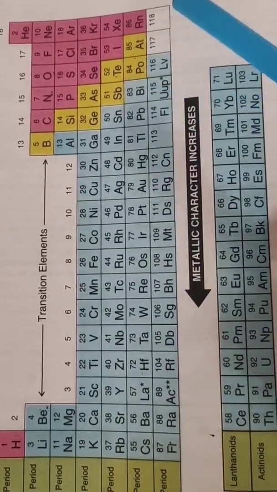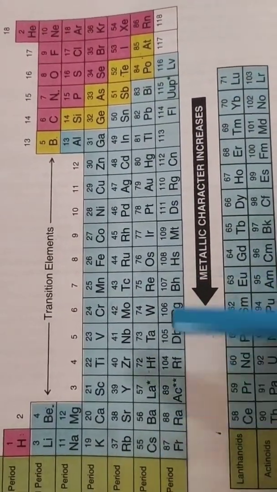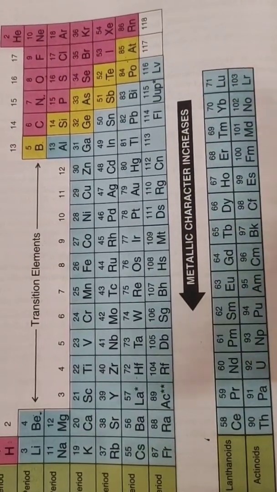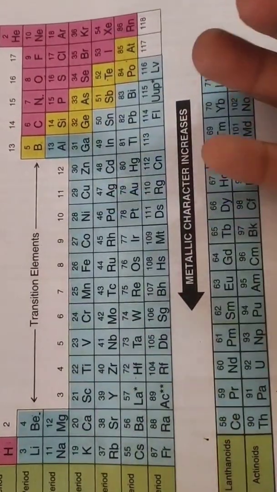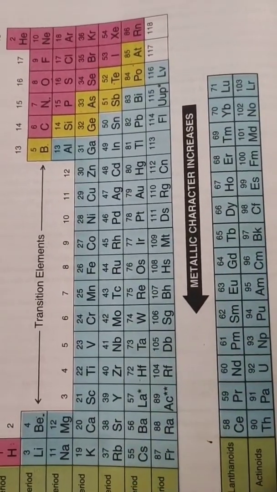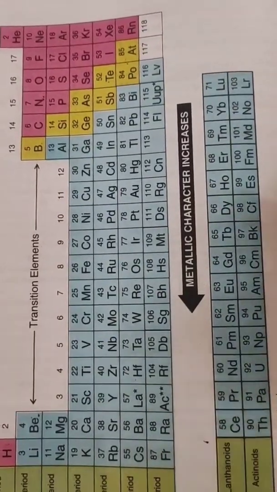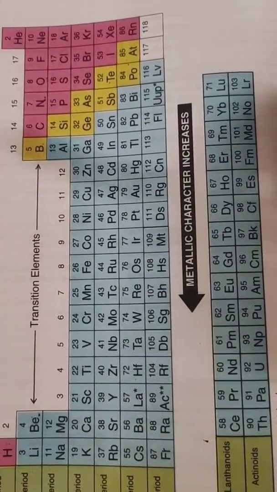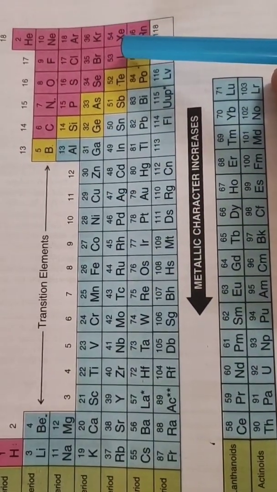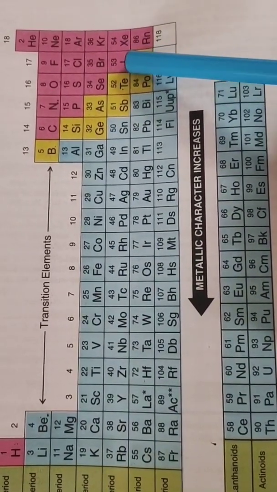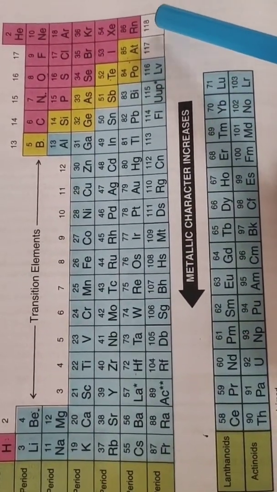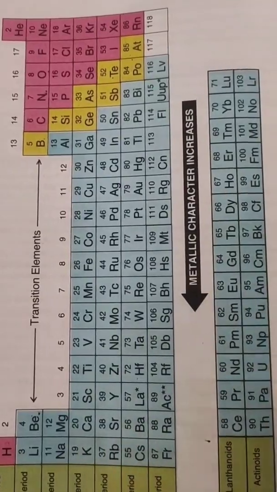So the variation across the period is that when we move from left to right, the size of the atom decreases. Why? Because the number of electrons is increasing and the nuclear charge is also increasing, so it holds the electrons more tightly and the size decreases. As the size is decreasing, one factor is working, and the nuclear charge is also increasing, so that is why the electron gain enthalpy becomes more negative. But for the case of this group, the electron gain enthalpy will be less negative.